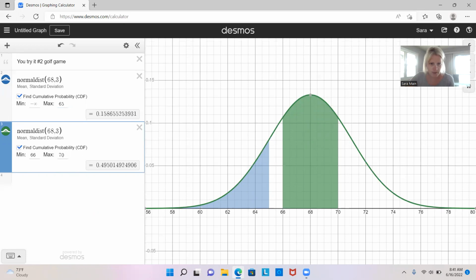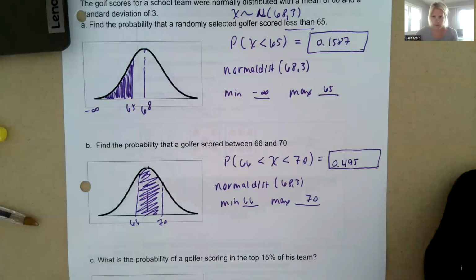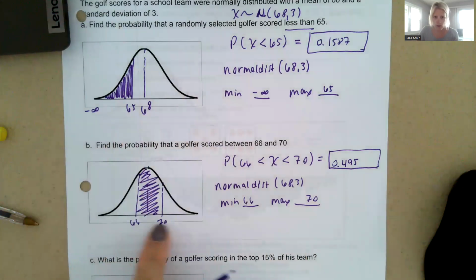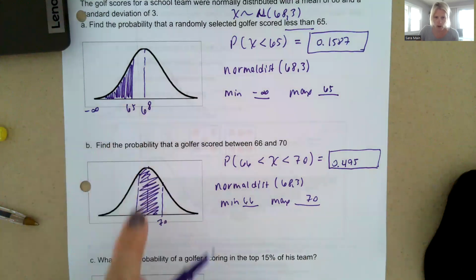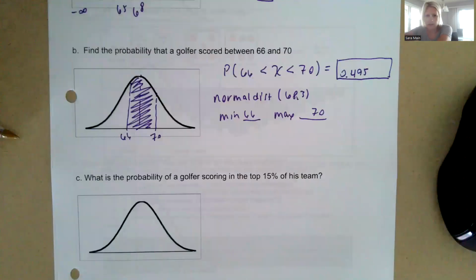Okay. So that probability is 0.495. So almost 50% of the golfers score between the 66 and the 70. Okay, so back to our paper. 0.495. So both of those we know an outcome or a score, right? A score in golf, and we want to find the probability of getting that score in golf. Now let's look at the next one.